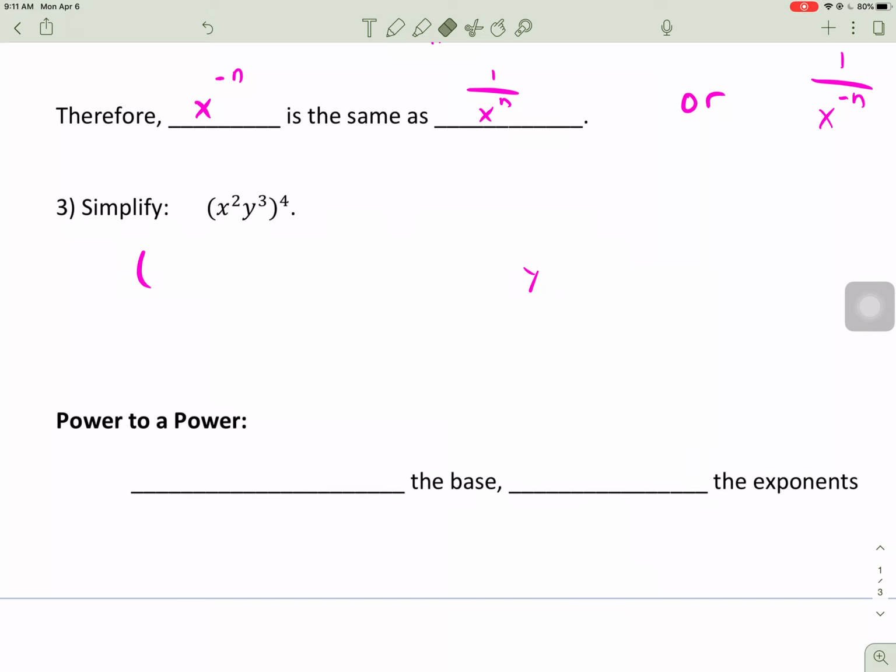So this is called the power to a power rule. So power to a power, you multiply the exponents. So you get x squared to the fourth, x to the eighth, y cubed to the fourth, y to the 12th. So power to a power, we keep the base, multiply the exponents.